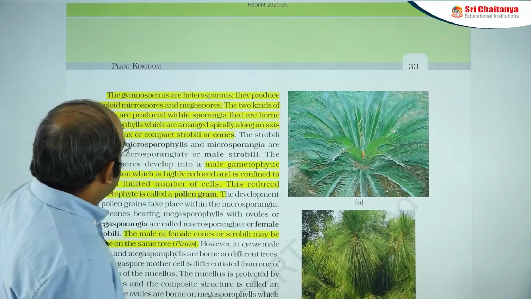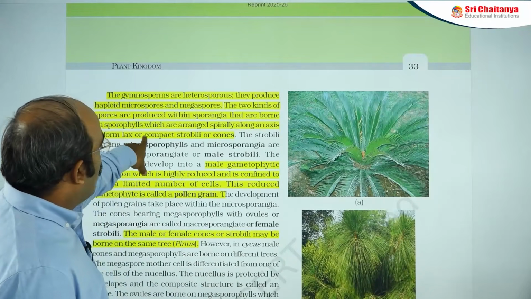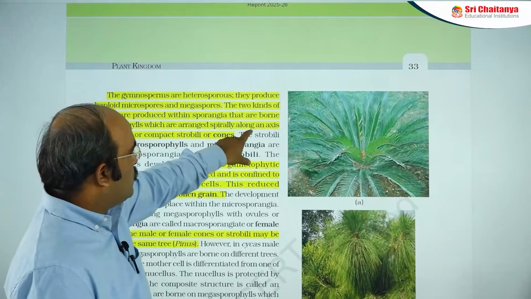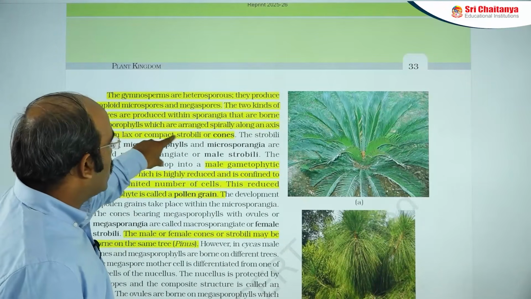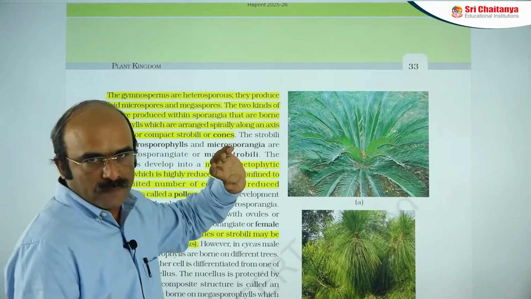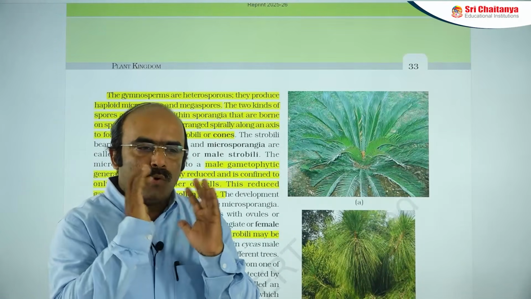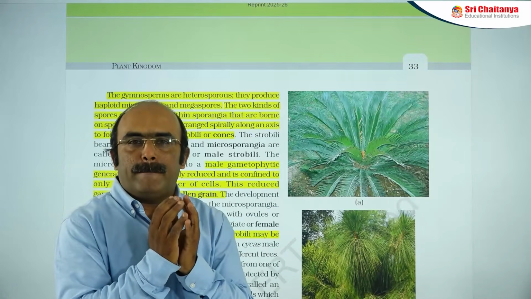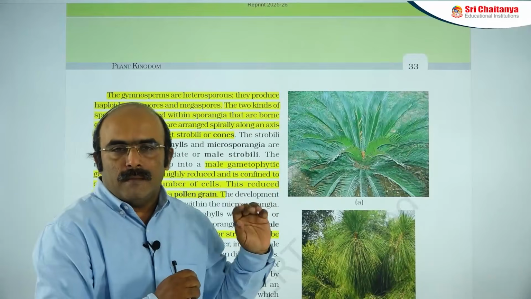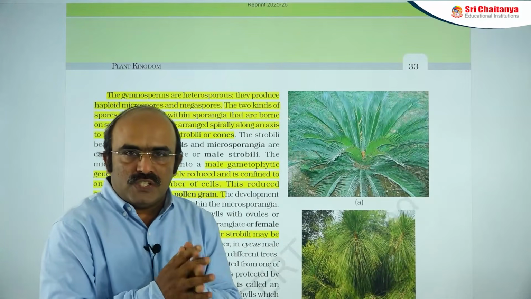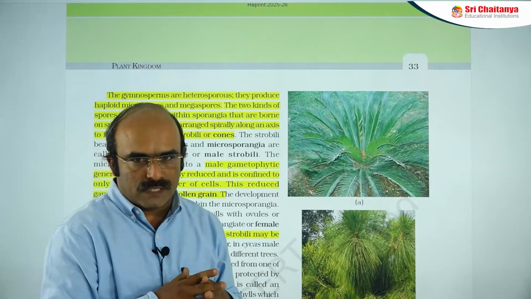The two kinds of spores are produced within the sporangia and they are borne on sporophylls which are arranged spirally along an axis to form lax or compact strobili or cones. Compact strobili or cone is nothing but the sporophylls are aggregated to form a bunch, which is represented here as the strobili or cone. But lax is loosely arranged sporophylls. That is very important, which you observe in the female plant of Cycas.